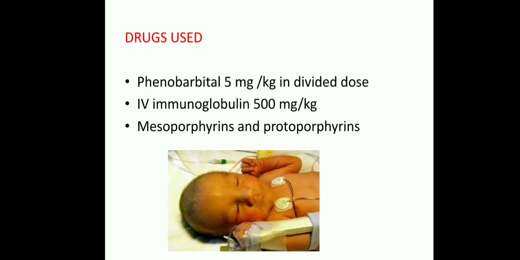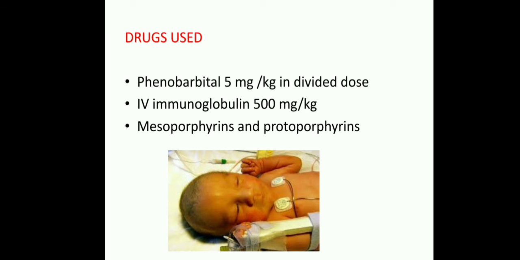Okay, what drugs are used for neonatal jaundice or hyperbilirubinemia? Phenobarbital, 5 mg per kg in divided doses. Only 5 mg they are using for these neonates. And IV immunoglobulins are given at 500 milligrams per kg body weight. Mostly preterm babies have neonatal jaundice, with around 1500 grams weight, so the dose varies slightly.